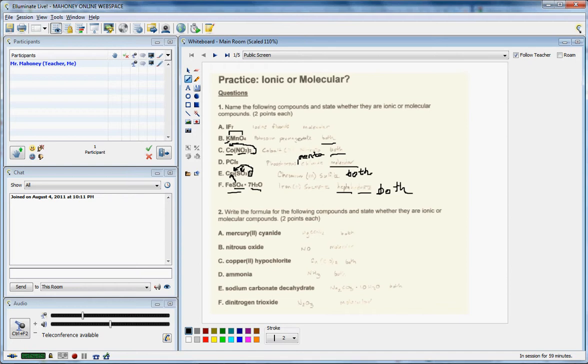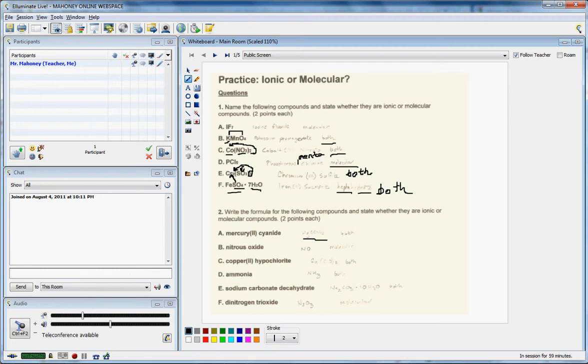You can't just say one or the other. So this is HgCN2 is what I've got here, and this is going to be both. Again, that CN is going to be that polyatomic ion. Hg is going to be that metal that we've got here. Nitrous oxide, NO, this is going to be molecular, all on the right side of the periodic table, non-metals.